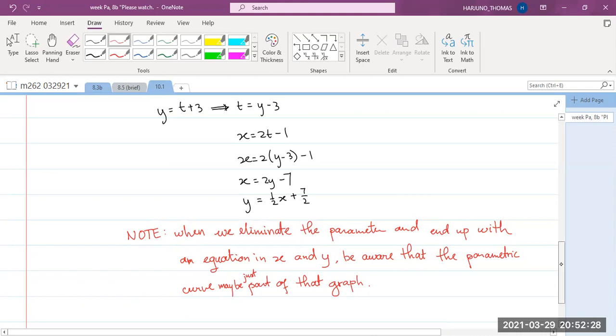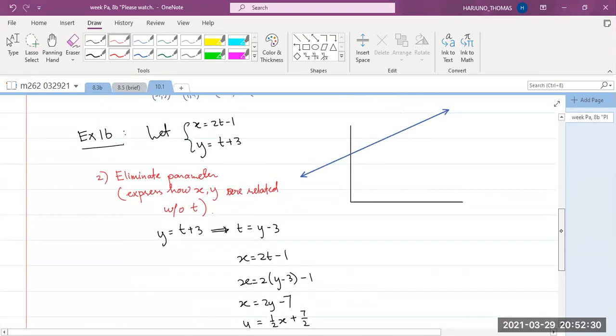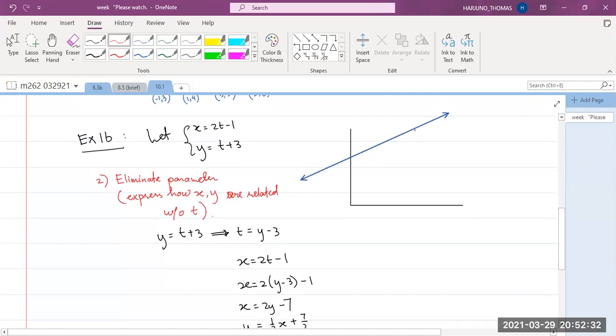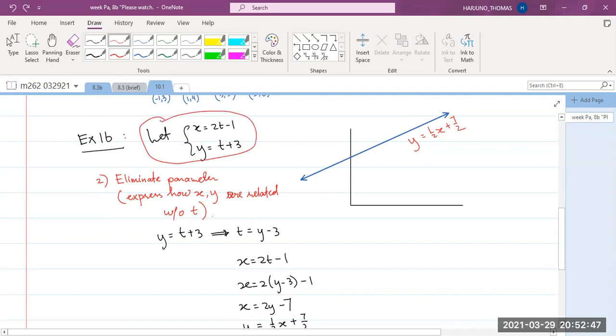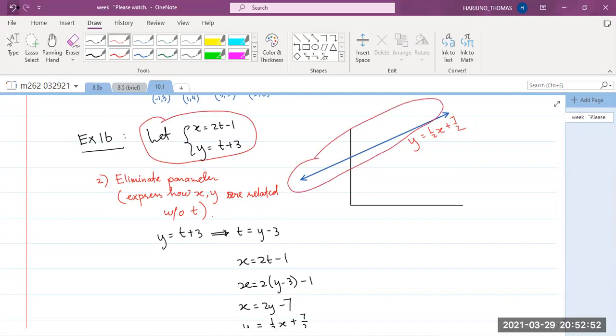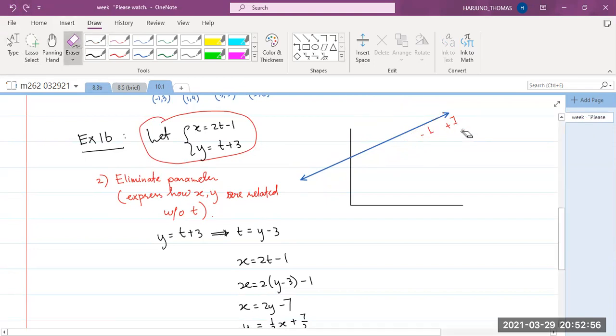Now, what I'm trying to say is this. When we eliminate the parameter here, we get y equals 1/2 x plus 7/2. And when we graph this line, we get this blue line. For this case, this parametric equation gives us exactly this line. Now, the thing is, it is not always true.